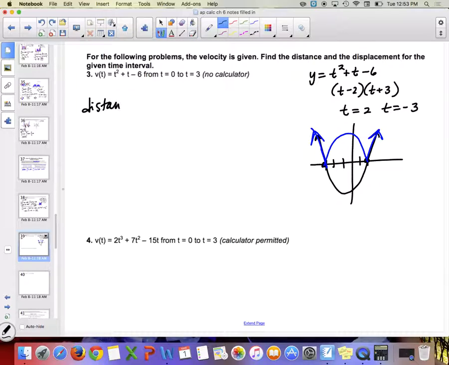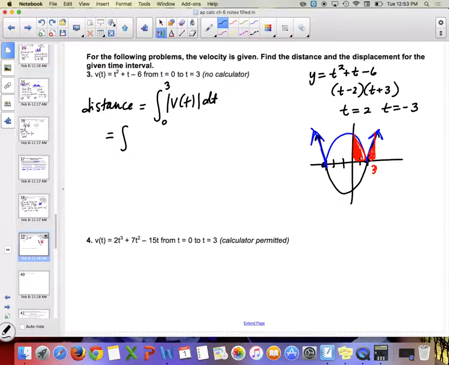This is the distance. The integral of the absolute value of v of t dt, going from 0 to 3. So we'd end up having the part from 0 to 2, and then a little bit going to 3, right? So we'd have 2 pieces for our integrals.